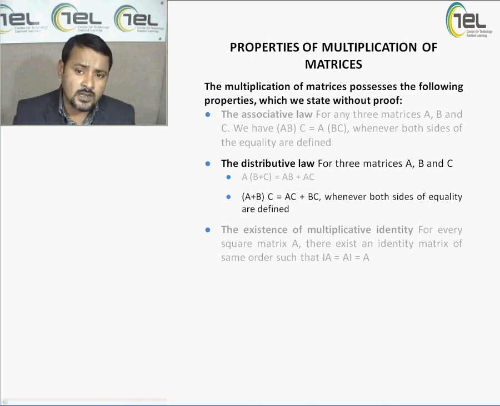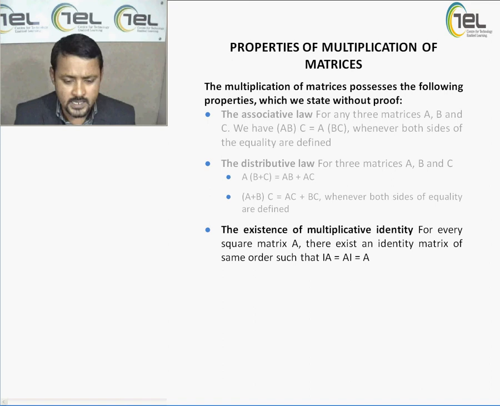The existence of a multiplicative identity for a square matrix A: a square matrix means of the order 2 into 2, 3 into 3, or 4 into 4. There exists an identity matrix of some order such that I into A, identity matrix into A, is equal to A into I, is equal to A. When you multiply the identity matrix with a square matrix A of order m into n, where m is exactly equal to n, then the identity matrix multiplied by that square matrix will be exactly equal to the same matrix which is given.